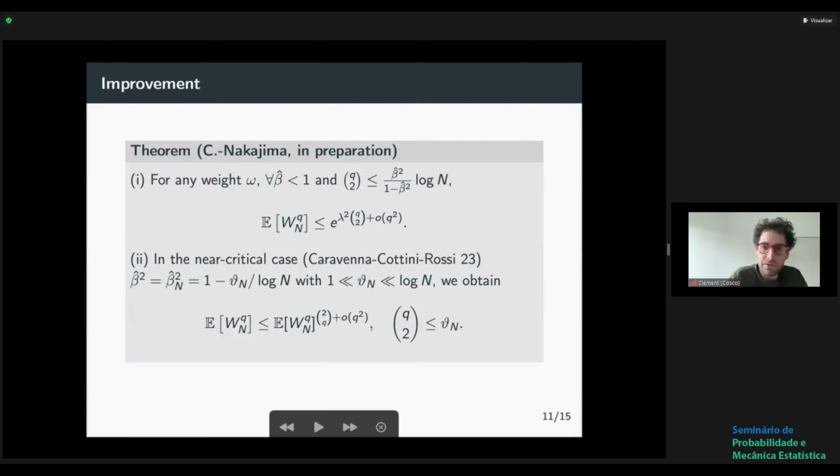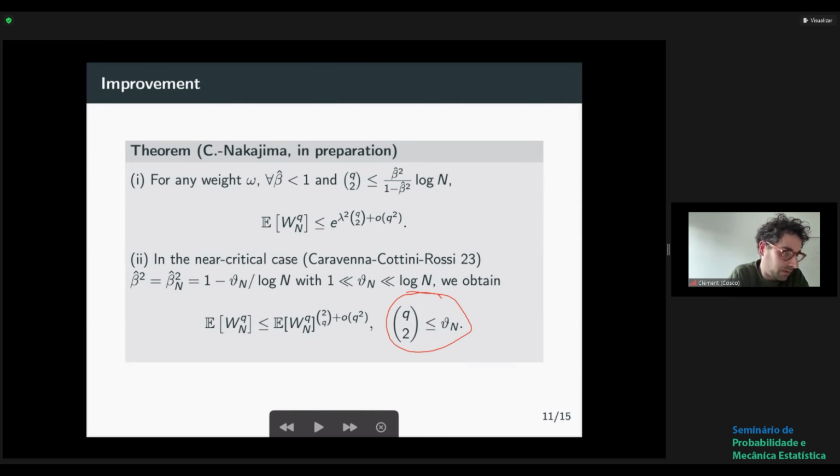So this is what we can do. And in fact, we also studied another regime, and we could do it for any weight, not only for Gaussian weight. The other interesting regime is the near critical case, when you start to approach beta hat equal to 1, but quite slowly. In this regime, we could also obtain some high moments, also for q that diverges, but q is restricted to a somewhat smaller scale.